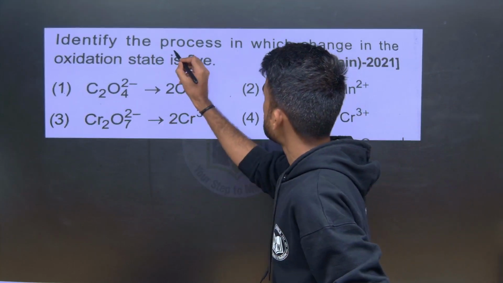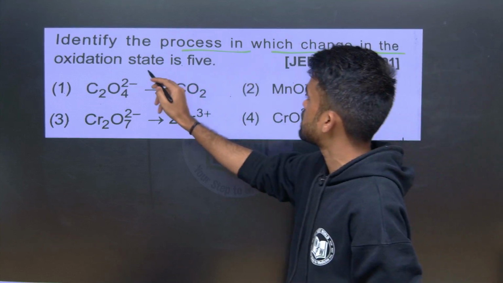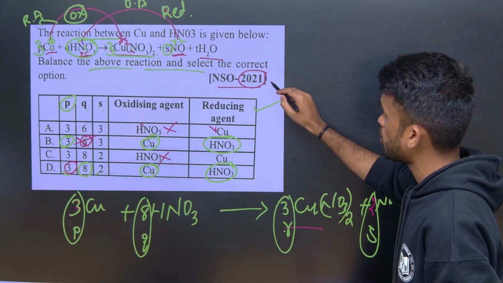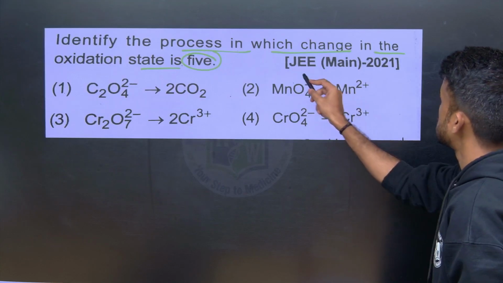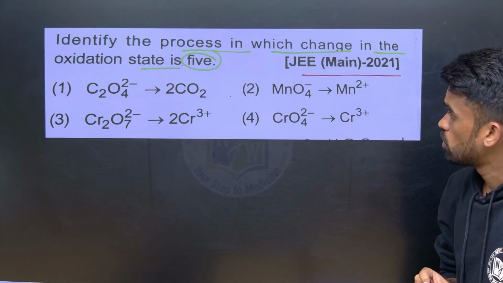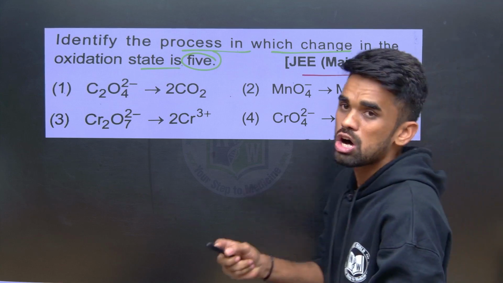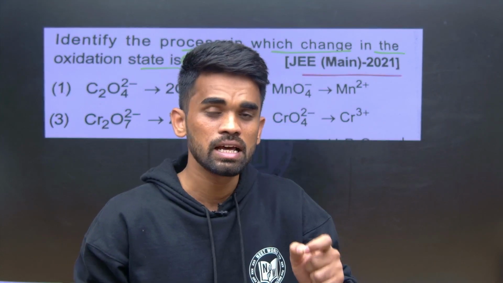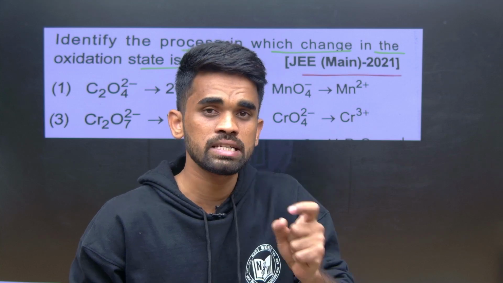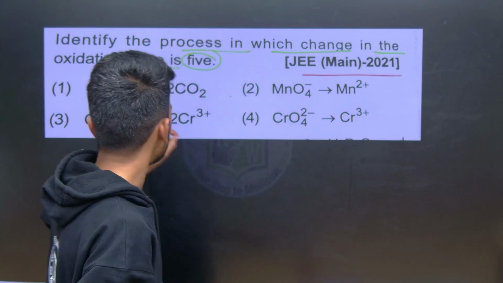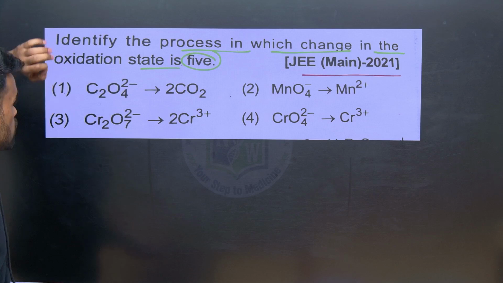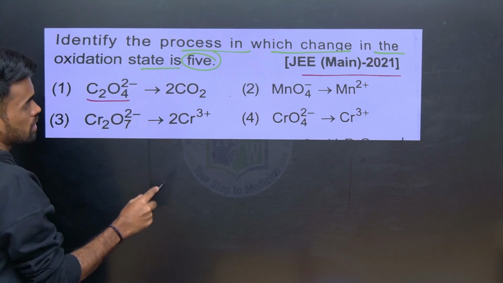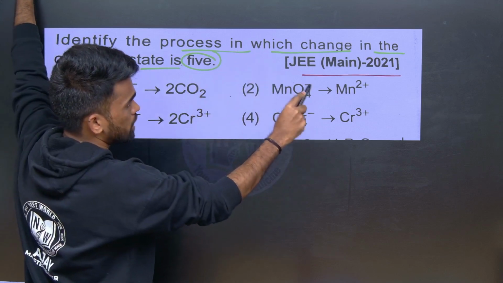Next: identify the process in which the change in oxidation state is 5. See, the previous question is an Olympiad question, and this question is from the JEE Main 2021 paper. Again, this is also based on oxidation-reduction methods. We have studied the types of chemical reactions, and the last one we studied was oxidation-reduction reactions, right? So from that topic we have this question. We need to find the species which have a change in oxidation number of 5.